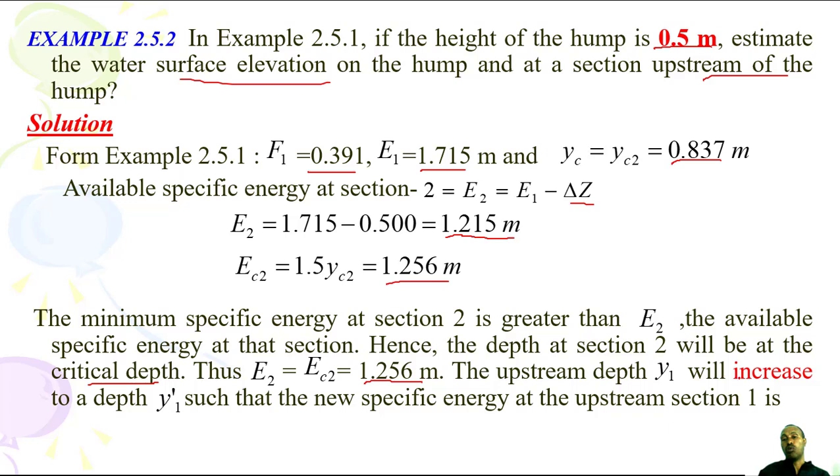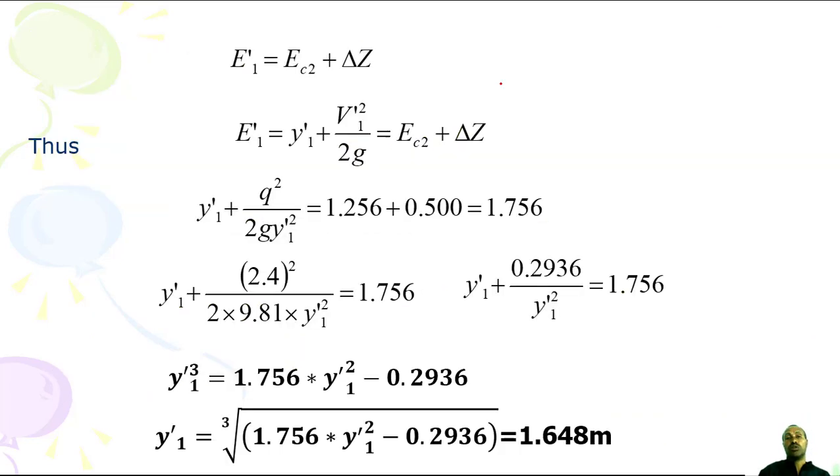Then the upstream depth Y1 will increase due to the increment of the hump. The upstream depth will increase to Y1 prime, such that the new specific energy at the upstream section 1 is going to be computed. Now let us see, E1 prime is equal to Ec2 plus del Z.